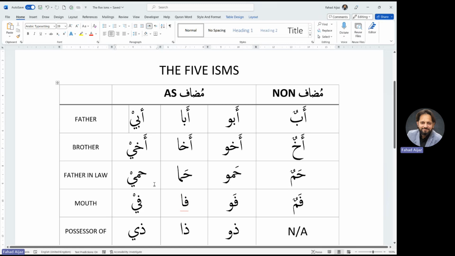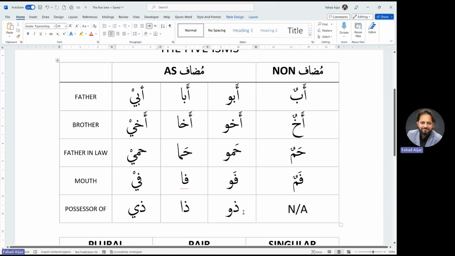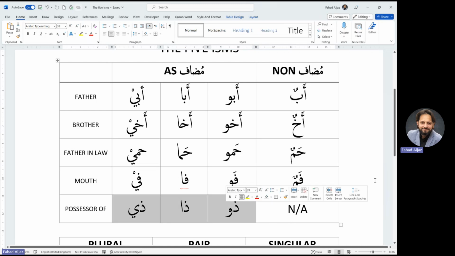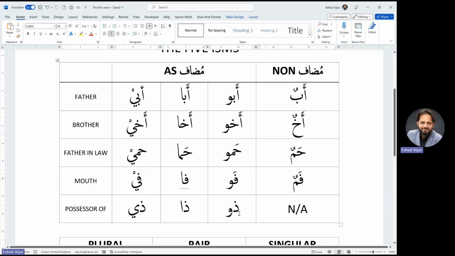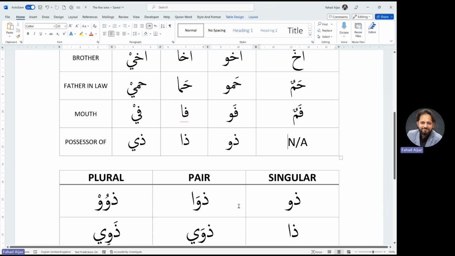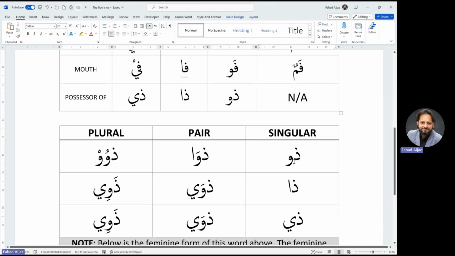So, having said all of that, we also did this word, the zu, za, and zi, this one that we have here. And in this word, we said this word means possessor of, and it never shows up as non-mudaf. It is always showing up as mudaf in the Quran. Of course, it has pair and plural forms, which I've mentioned below in this table for you to look at.